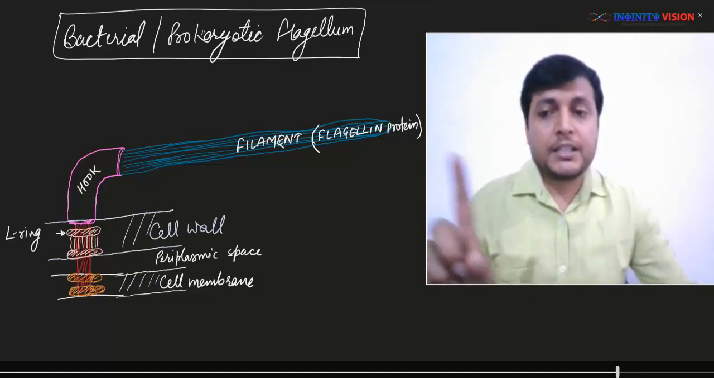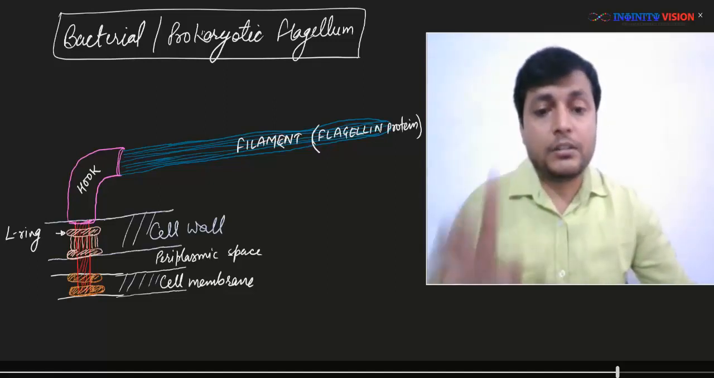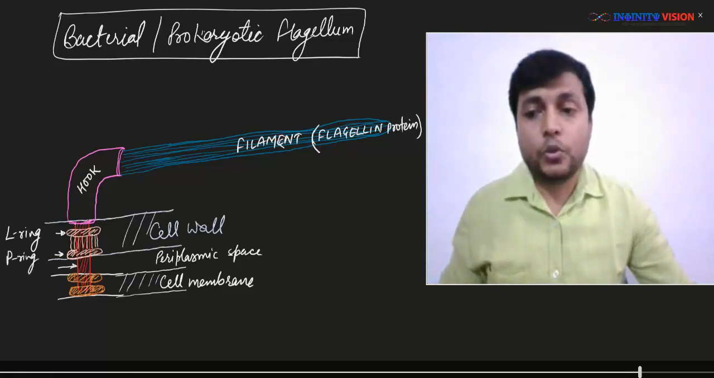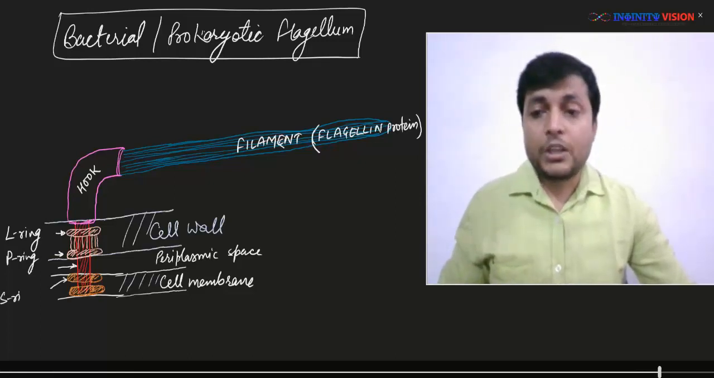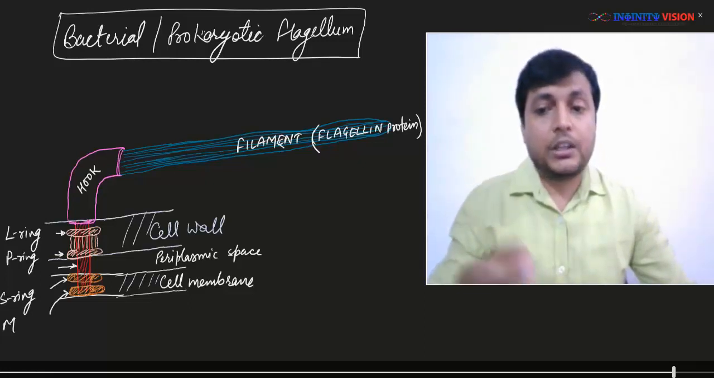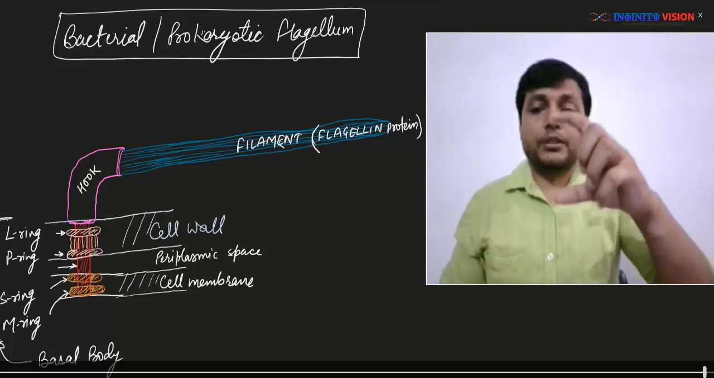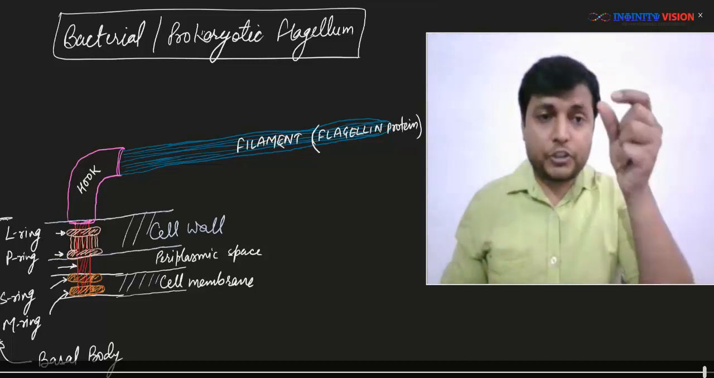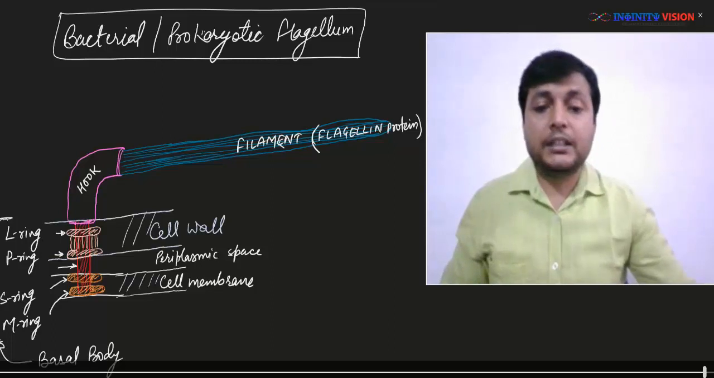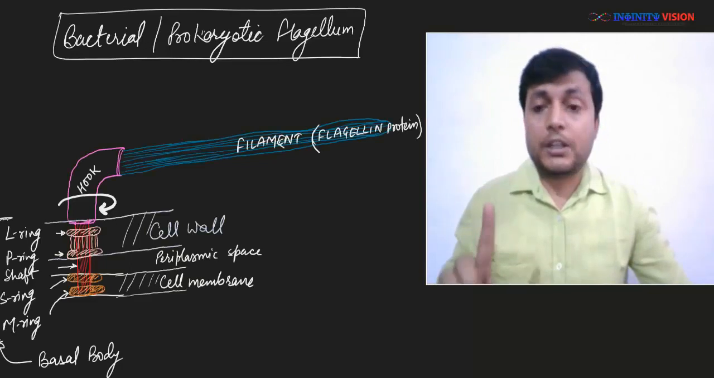we find it has 4 rings. The upper ring in the cell wall region is called L ring, the lower one in the cell wall is called P ring. The upper ring in the cell membrane is called S ring and the lower ring in the cell membrane area is called M ring. Remember this. So now this entire structure, all these 4 rings and the red structure which is called shaft, are combinedly called basal body.